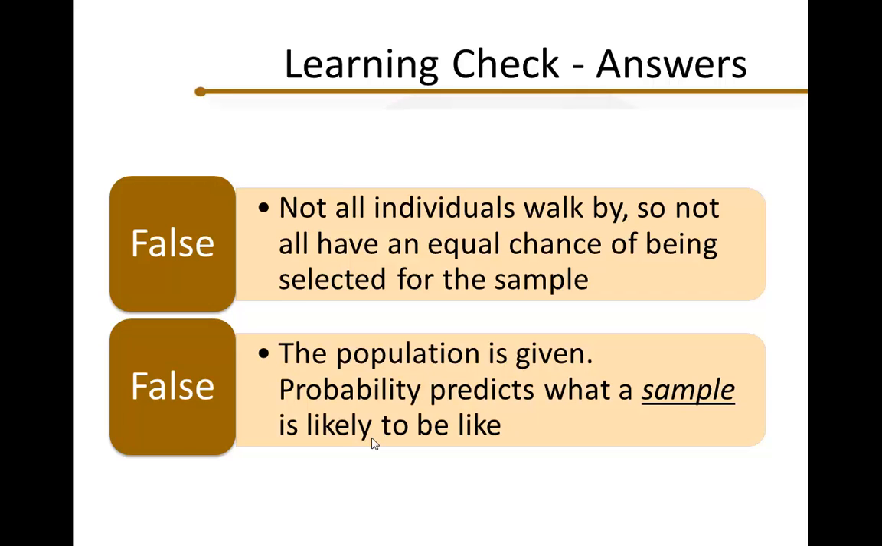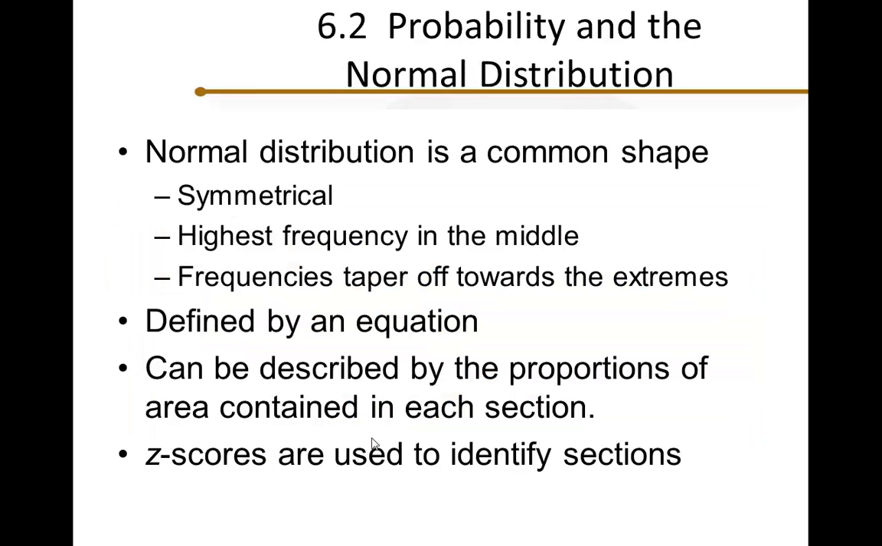The second one, the population is given. So probability predicts what a sample is likely to be like, right? With probability, we're predicting what a sample is likely to look like.